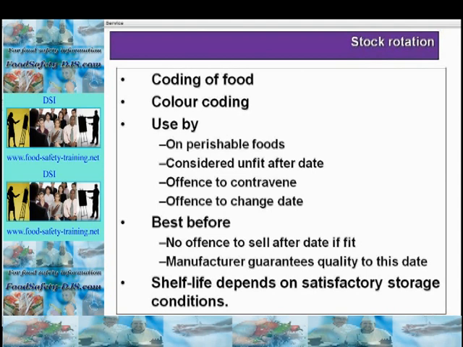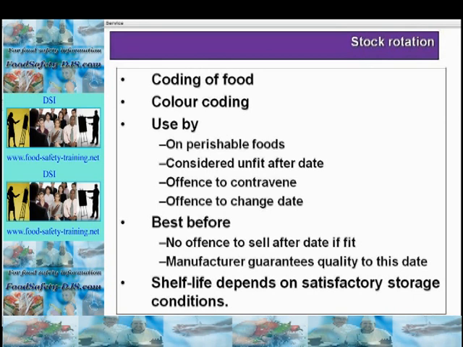And the coding of food. Food should be colour coded or date coded. There are 2 dates in existence, legal dates: use by dates and best before dates. A use by date is put on perishable high risk foods and foods that can support the growth of pathogenic microorganisms. It's considered unfit after that date, and it is an offence to contravene. It's an offence to change or remove the date, and food is usually stored under refrigeration.